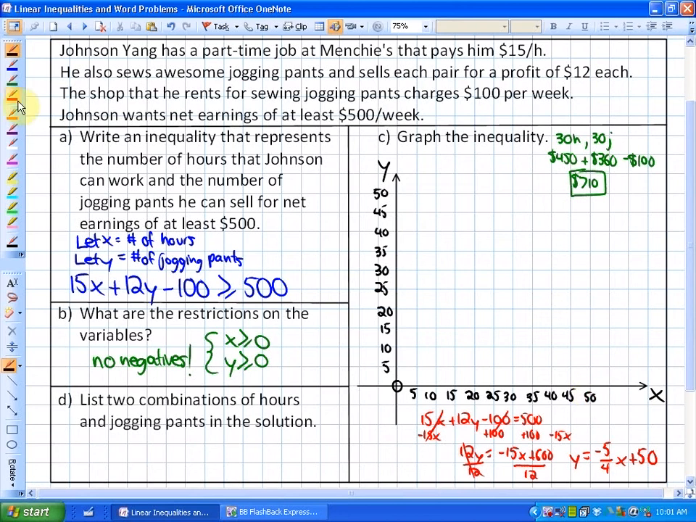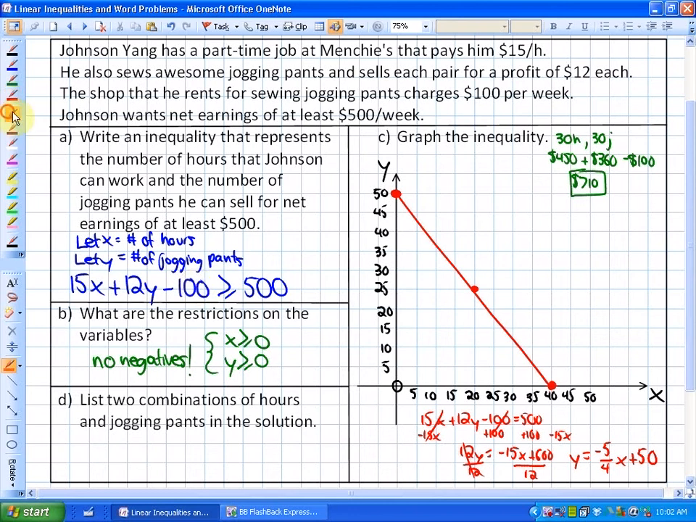To graph this boundary line, it has an intercept of 50 and a slope of negative 5/4. So if we go down 5 and over 4 from there, we get this boundary line. And that boundary line, because it's or equal to $500, is going to be solid. Those combinations represent the boundary of where he's making more than net earnings of 500 and where he's making less.